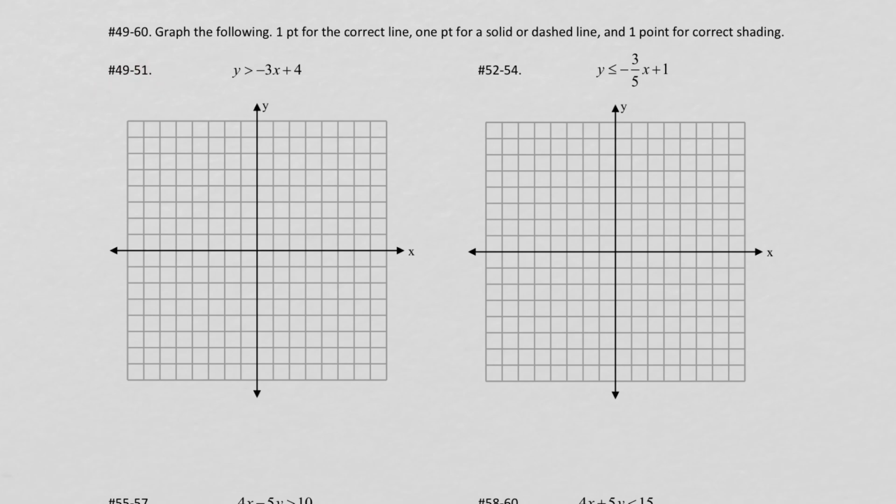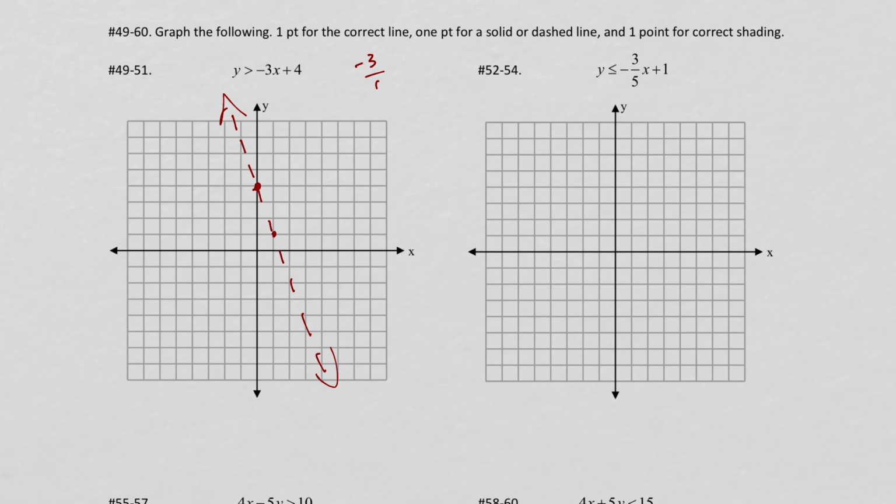For this problem, this is already in slope-intercept form. So here's my y-intercept. On the y-axis at 4, I'm going to make a dot. Okay? And then my slope is negative 3. As a fraction, it's negative 3 over 1. So I'm going to go down 3 and run 1. There's no equal sign here, so I'm going to draw a dashed line. So I grab my ruler and draw a dashed line.